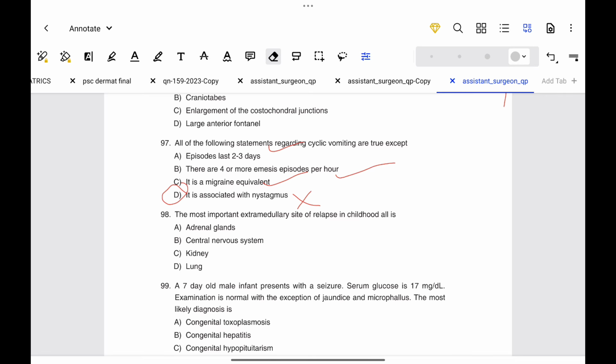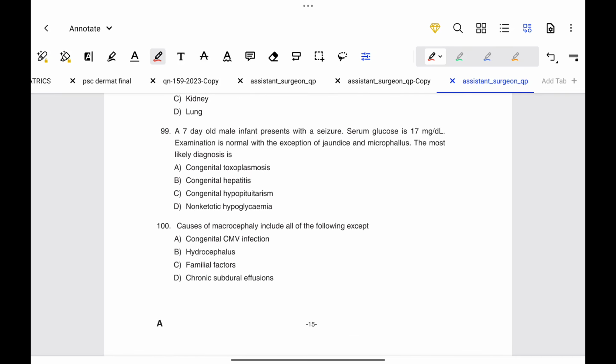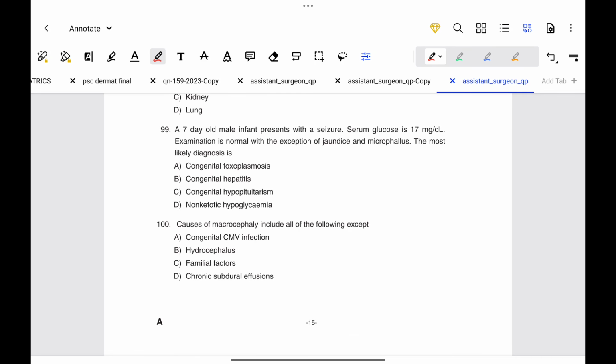Most important extramedullary site of relapse in childhood ALL is the central nervous system. Option B. A 7-day-old male infant presents with seizure, serum glucose is 70 mg per dL. Examination is normal with the exception of jaundice and microphallus. The most likely diagnosis is congenital hypopituitarism.